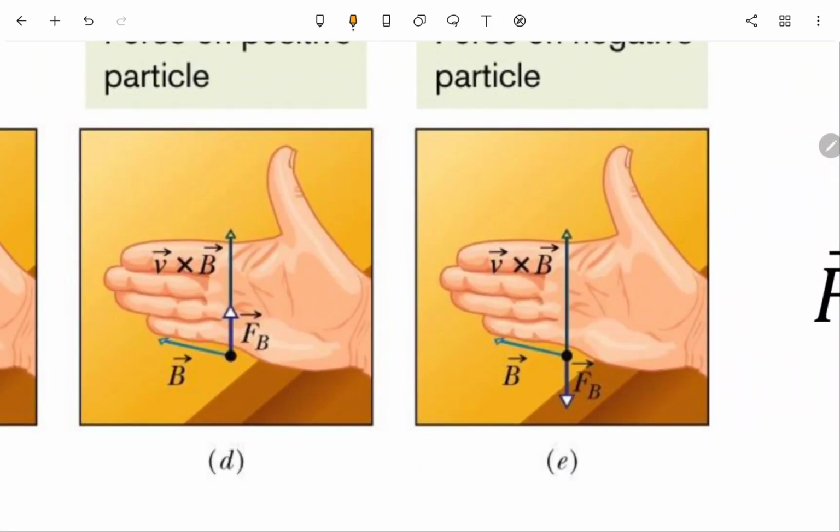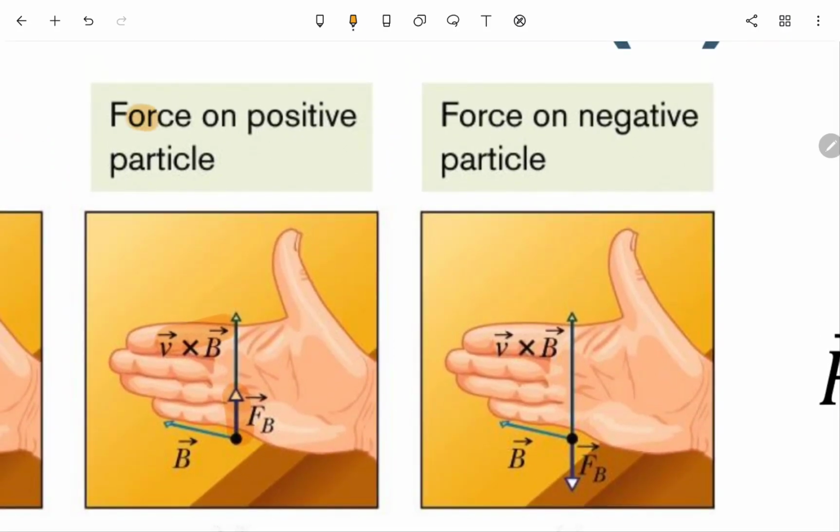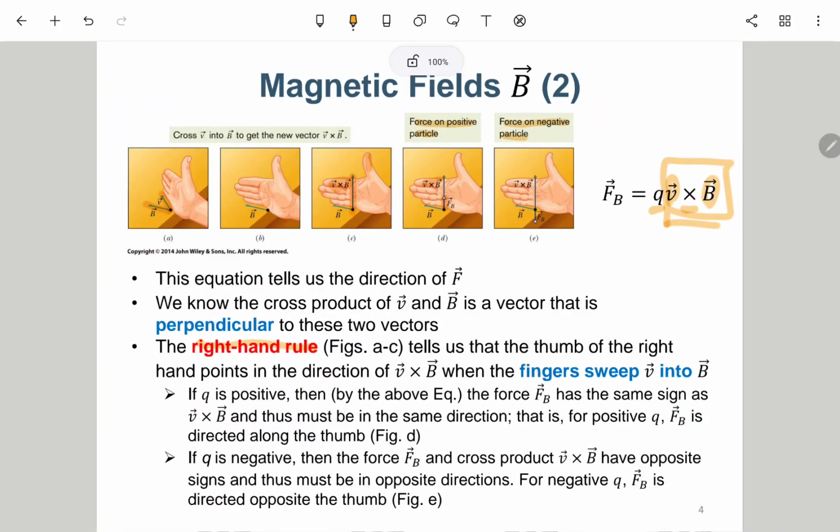If q is positive, then F_B will have the same direction as V cross B. Here it says the force on a positive particle, and then the force on a negative particle, which means that if q is negative, then F_B will have the opposite direction as V cross B. So this is the right hand rule.